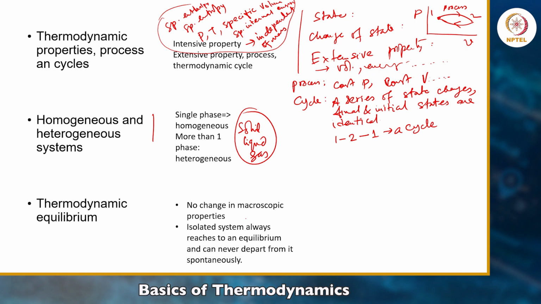Thermodynamic equilibrium: no change in macroscopic properties. An isolated system always reaches an equilibrium and can never depart from it spontaneously. A system is said to exist in a state of thermodynamic equilibrium when no change in any macroscopic property is registered. So macroscopic properties do not change if the system is isolated from its surroundings. There is no spontaneous change in macroscopic properties in a system found in equilibrium.